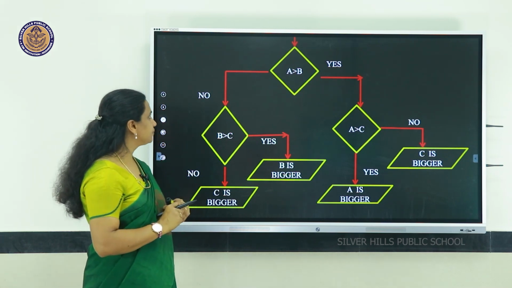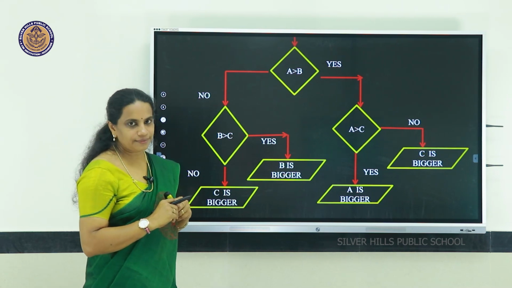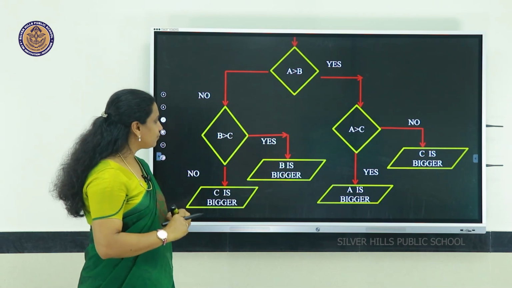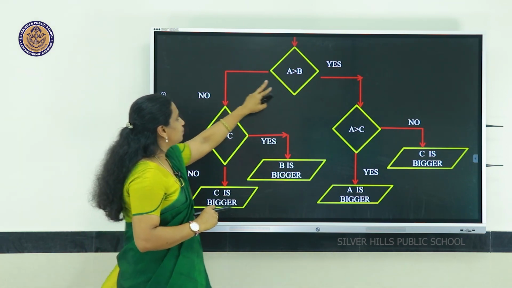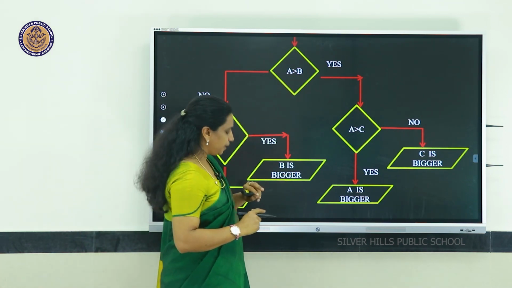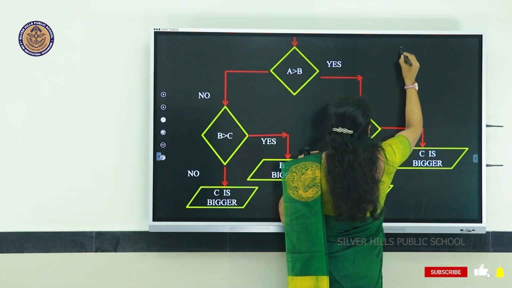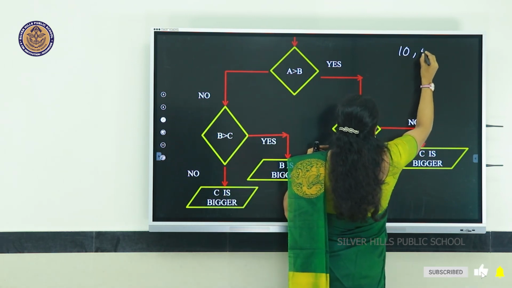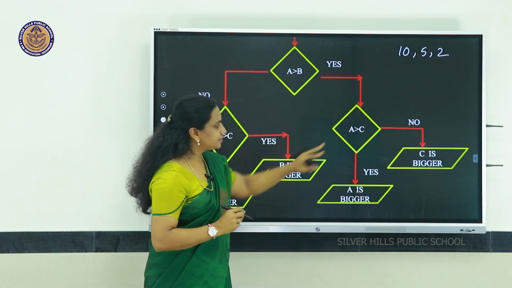Actually, what is this? Nothing is written there, which means the heading is not written there. Can you identify what is the use of this flowchart? Now, first of all, you are checking whether A is greater than B. Assume that the values of A, B, C are, for example, 10, 5 and 2. There are 3 values A, B and C.